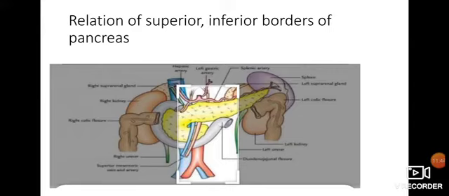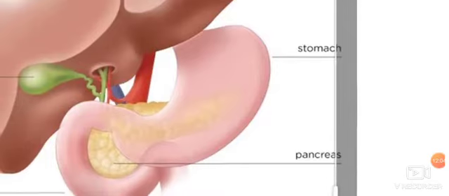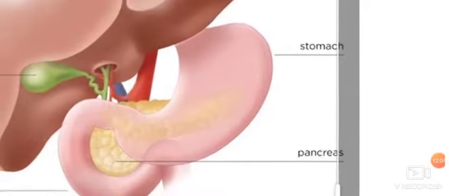Now, the three surfaces of the pancreas. The anterior surface is always closely related with the stomach because the stomach is lying over the pancreas. That is why the pancreas becomes one of the important structures of the stomach bed. In this picture, you can see the pancreas which is lying under the stomach. So, that is why the pancreas is in a faded color. The anterior surface of the body is always related with the stomach.